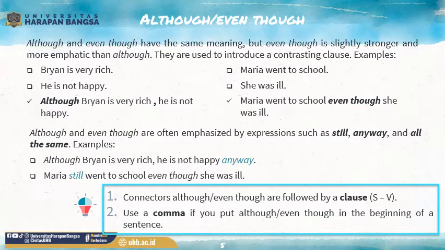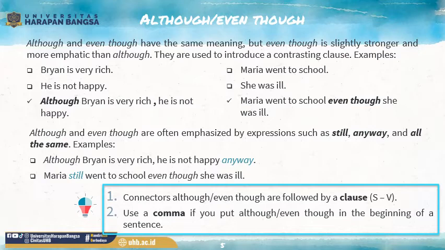So although and even though are often emphasized by expressions such as still, anyway, and all the same. Jadi kata hubung although dan even though ini kadang diperkuat dengan penggunaan ekspresi atau kata seperti still, anyway, and all the same. Kita lihat contohnya. Although Brian is very rich, he is not happy anyway.